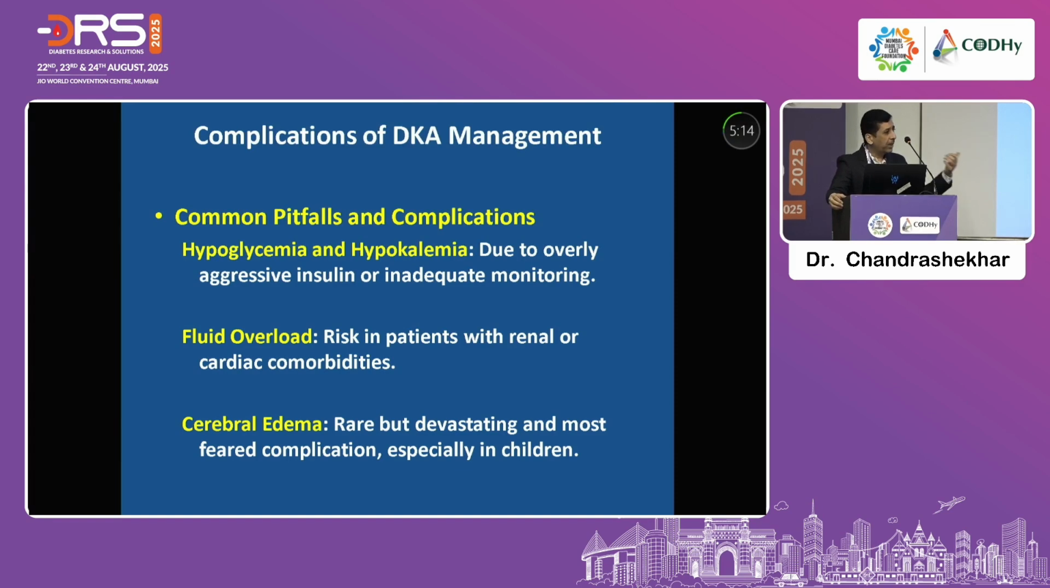Hypoglycemia, because many times young doctors are over enthusiastic, see the reports, blood sugar 400, 500, and give insulin. That kind of aggressiveness should be avoided. Hypokalemia is another issue, because many times clinicians forget about potassium. They only focus on glucose.